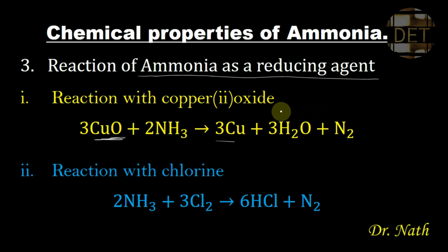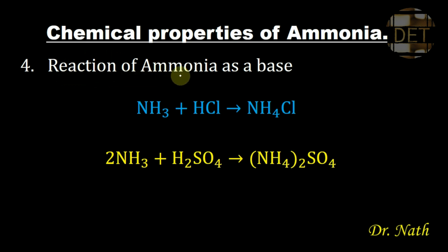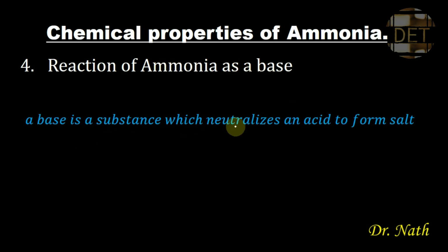So the fourth chemical property that we're going to look at is the reaction of ammonia as a base. If ammonia acts as a base, it simply means that when ammonia reacts with acid, it will form a salt. That's the reaction of ammonia as a base. A base is any substance which neutralizes an acid to form salt. Any substance that will neutralize or react with an acid to form a salt, that substance is a base.